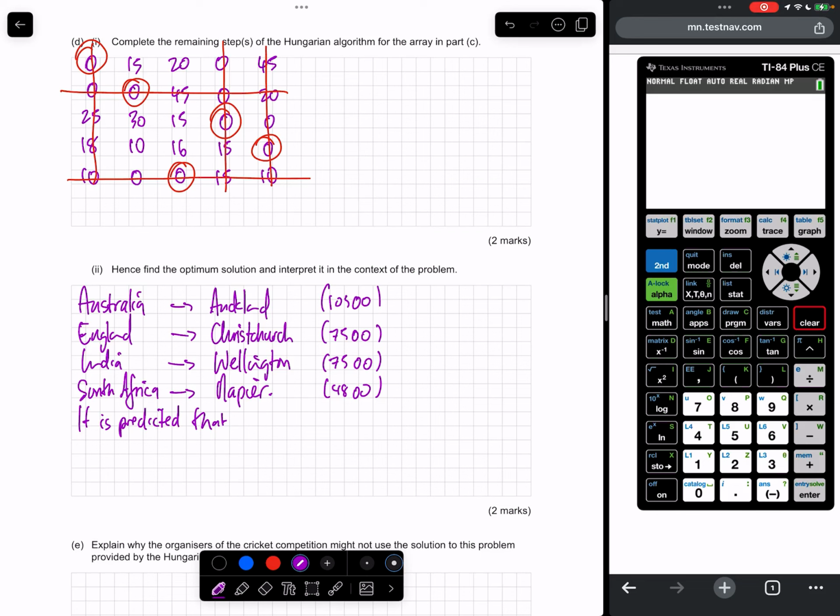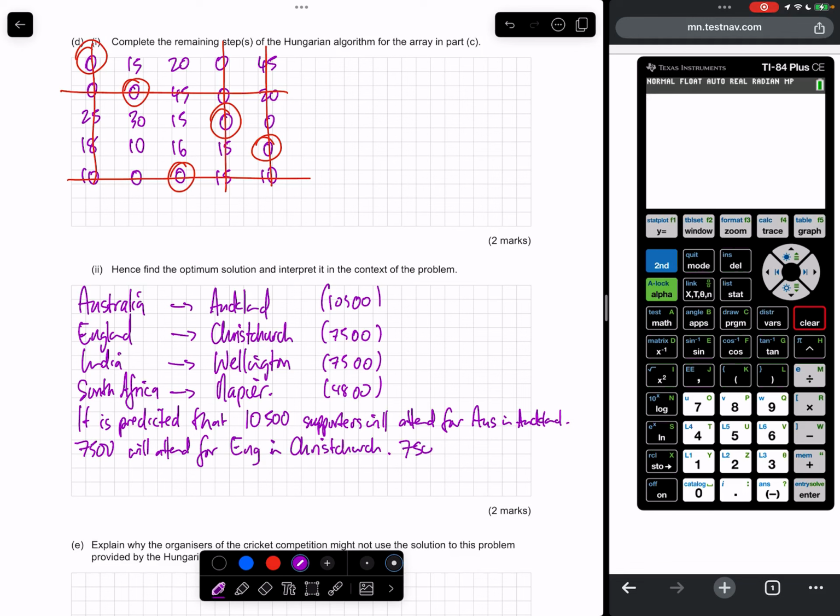It is predicted that 10,500 supporters will attend for Australia in Auckland. 7,500 will attend for England in Christchurch. 7,500 will attend for India in Wellington. 4,800 will attend for South Africa in Napier.